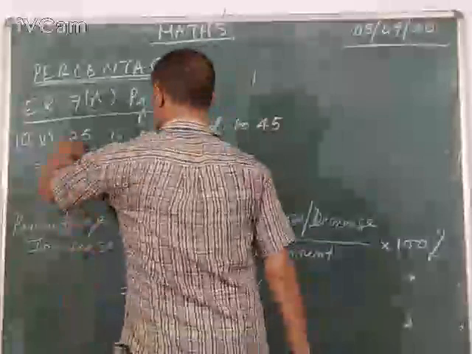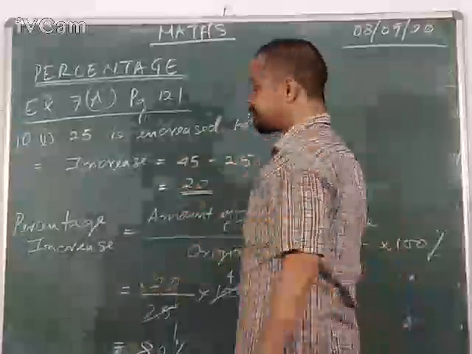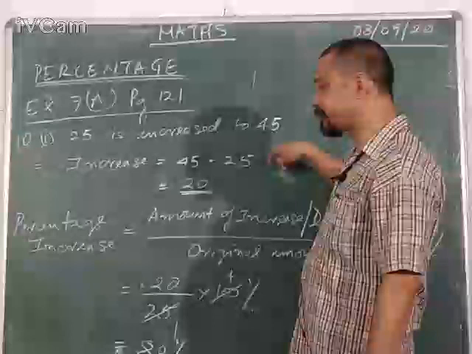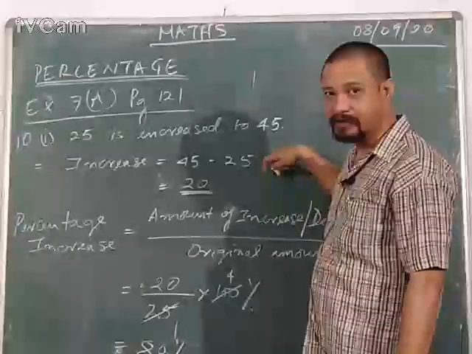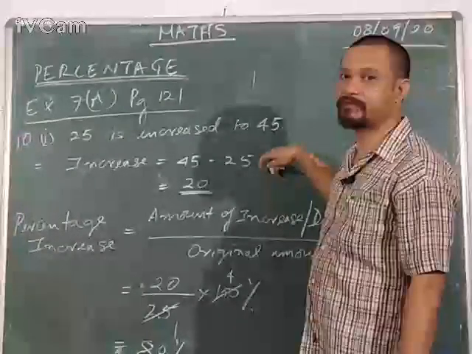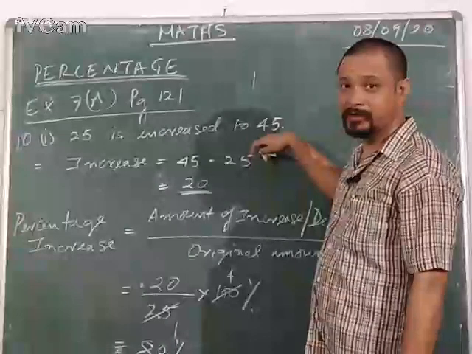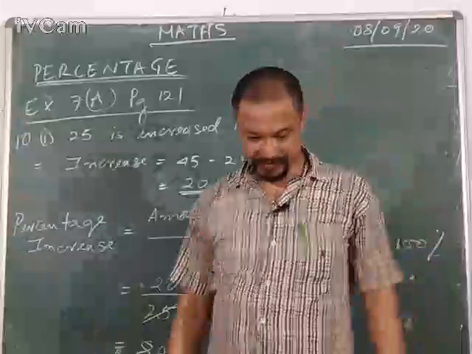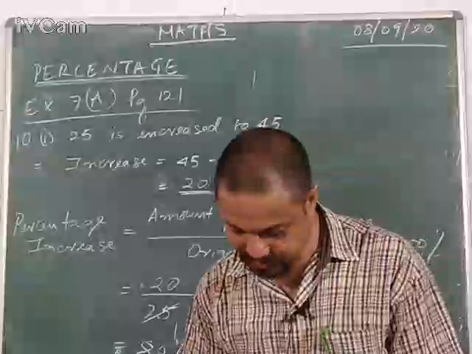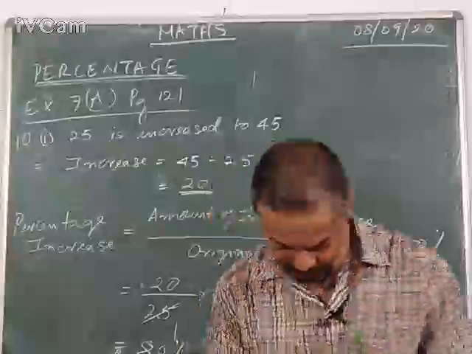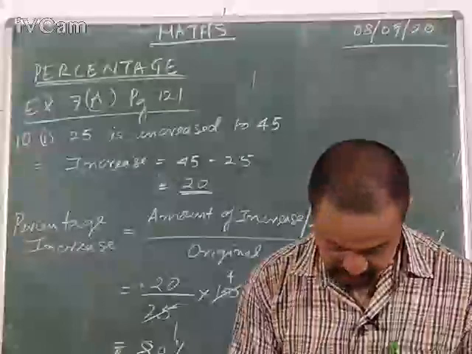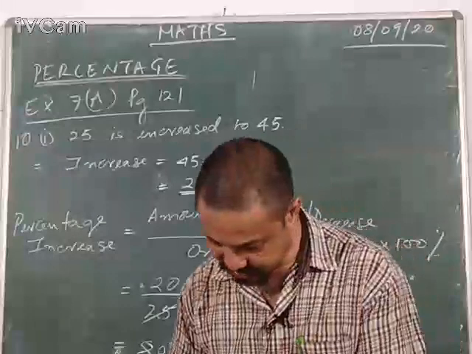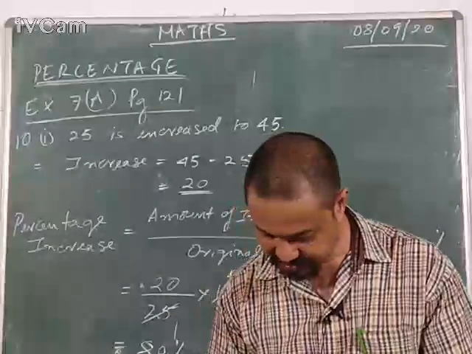Double of 25 is 50. If we make it 50, it is 100% increase, but it is increased to 45, not exactly 50. So in terms of numbers, it is just 5 numbers down, but in terms of percentage, it is 80%. So this is how you find out. After this, we'll be doing the last sum for this exercise, and we are done with this exercise.